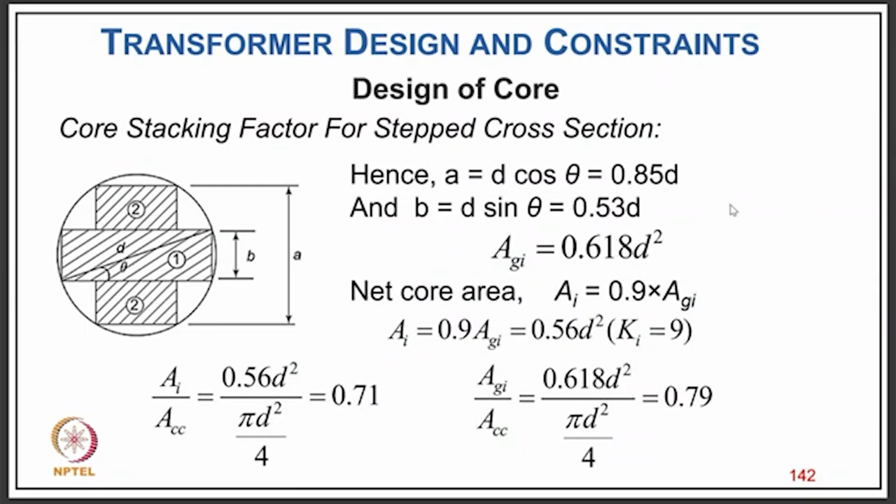So now coming to here, A equal to D cos theta will be 0.85 D, and B will be D sin theta, 0.53 D, and AGI will be 0.618 D square, and hence net core area will be AI equal to 0.9 AGI. So AI equal to 0.9 AGI, that becomes 0.56 D square, where KI is 0.9. So AC upon AG will be 0.56 D square upon pi D square by 4, that is 0.71. So AGI upon AC becomes 0.618 D square divided by pi D square by 4, that becomes 0.79. So compared to square wave, we improved to 0.79.